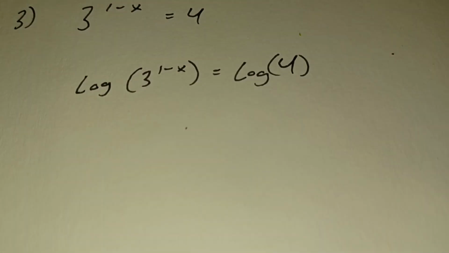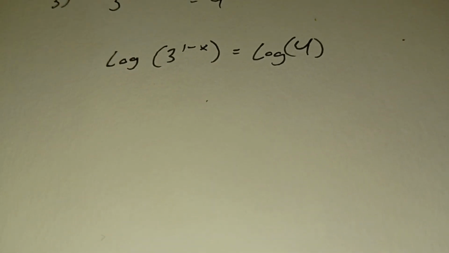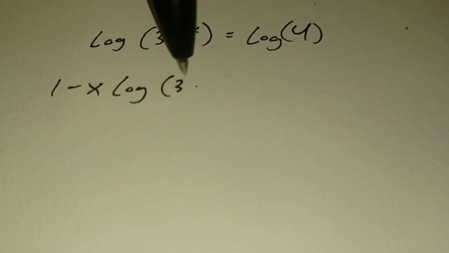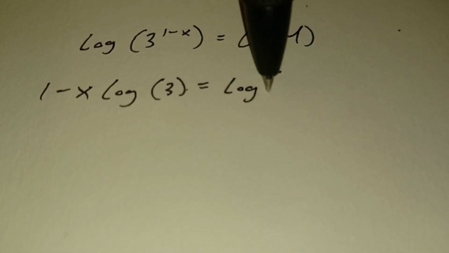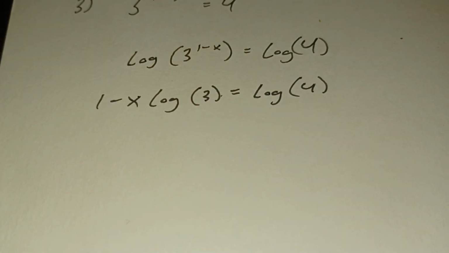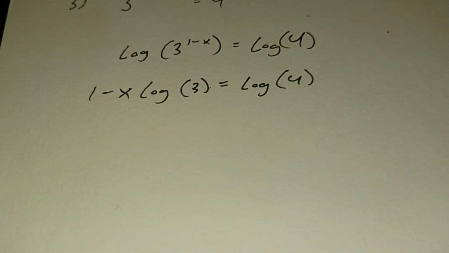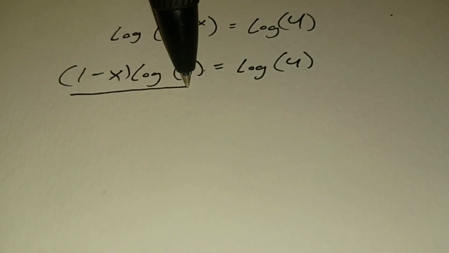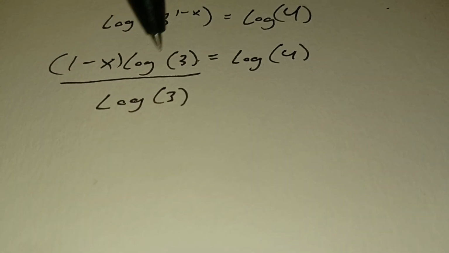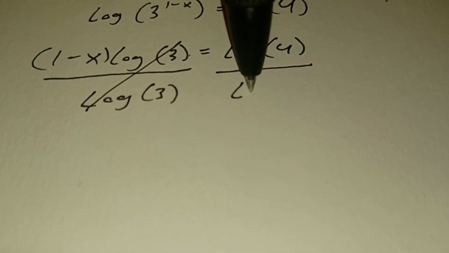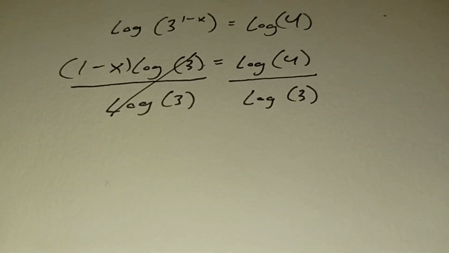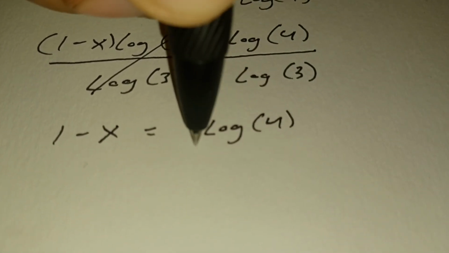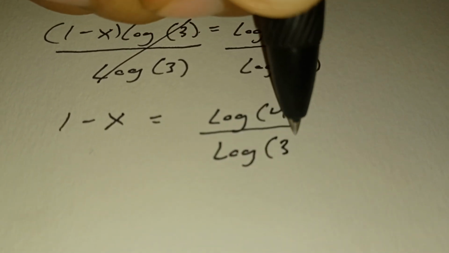Like that. Again, we rewrite the log of 3 raised to the power of 1 minus x with the exponent on the outside: 1 minus x times log of 3 equals log of 4. All right, so now we divide. We want x by itself, so we divide both sides by the log of 3. This obviously cancels out. So we're left with 1 minus x is equal to log of 4 over log of 3.